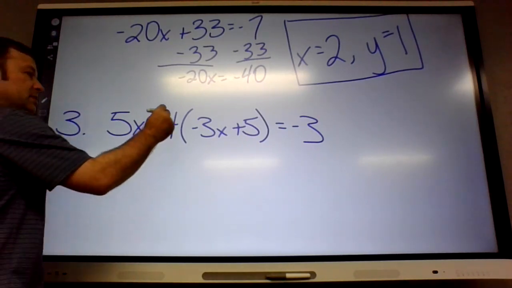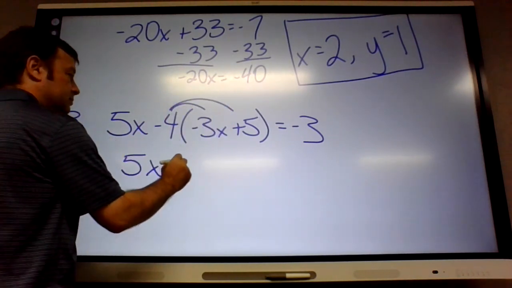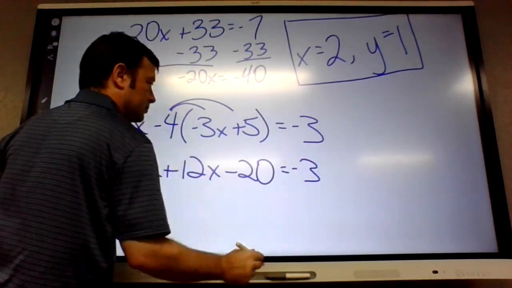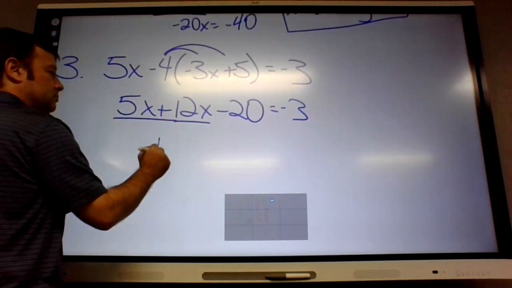Okay, so we replace the y on the bottom with negative 3x plus 5. Then we get like 12x after we do that. Minus 20 equals negative 3. And then you get 17x minus 20 is negative.